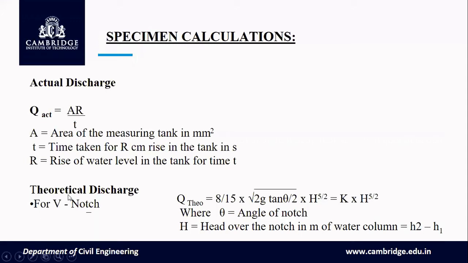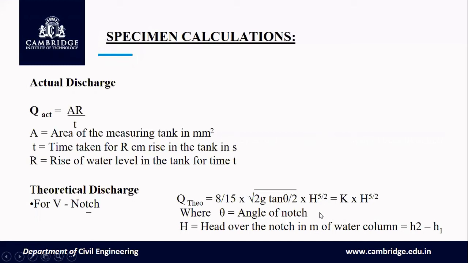Next, theoretical discharge. Once you calculate actual discharge, theoretical discharge can also be calculated. Theoretical discharge is different for different shapes of notches. A rectangular notch has a different formula, a triangular notch has a different formula, and a trapezoidal notch has a different formula. In our case, we are using a triangular notch. For a triangular notch, the theoretical discharge equation is Q equals 8 by 15 into root 2g into tan theta by 2 into h to the power of 5 by 2, which is equal to K into h to the power of 5 by 2.